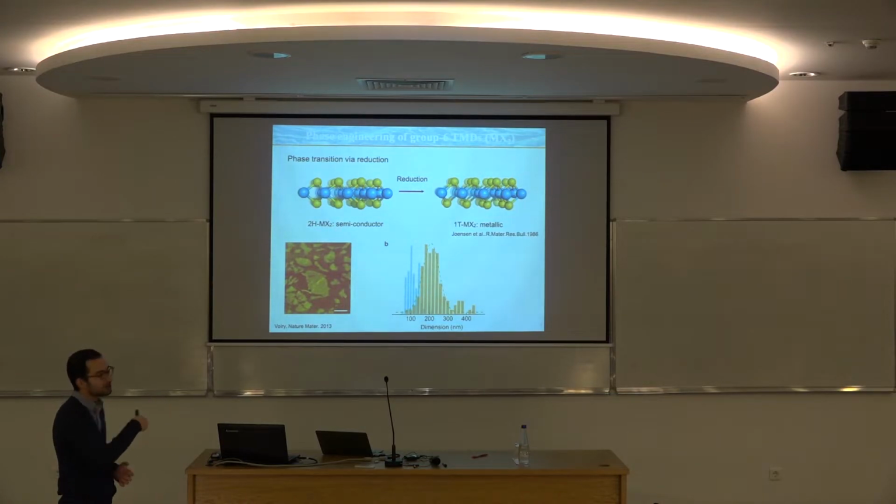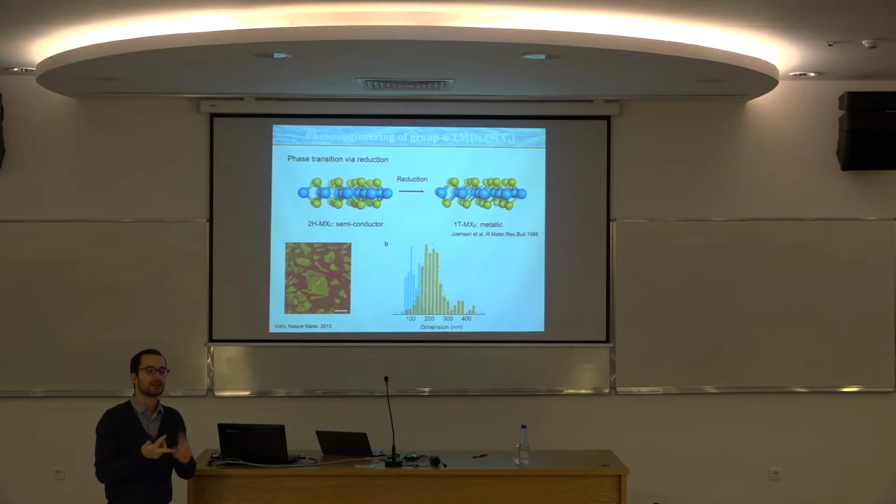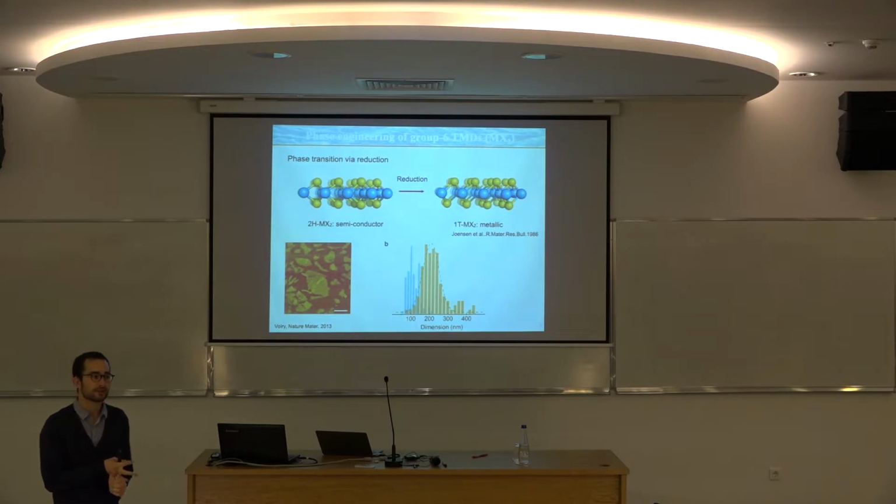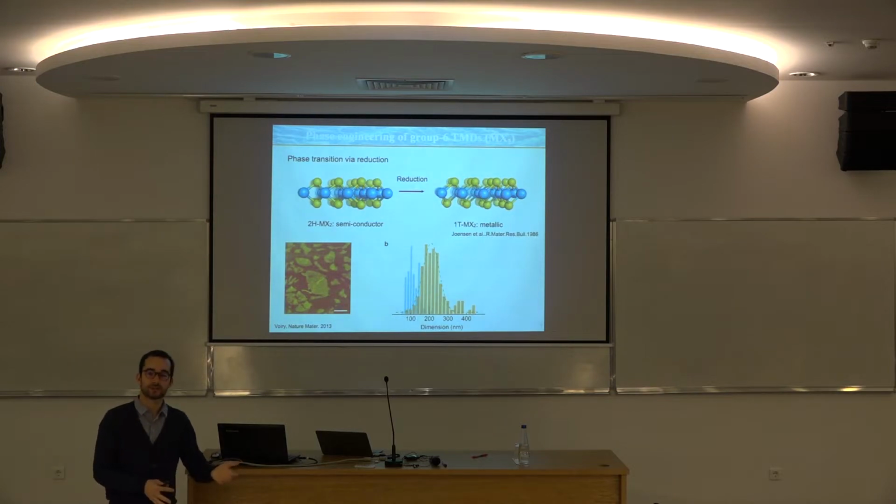So here, typically this works for these group 6 TMDs. So it works for molybdenum disulfide, molybdenum diselenide, tungsten diselenide, tungsten disulfide. What we do, we mix this bulk powder of 2H phase, which is the thermodynamically stable phase for this material, and then we mix it with a reducing agent such as butyl lithium.